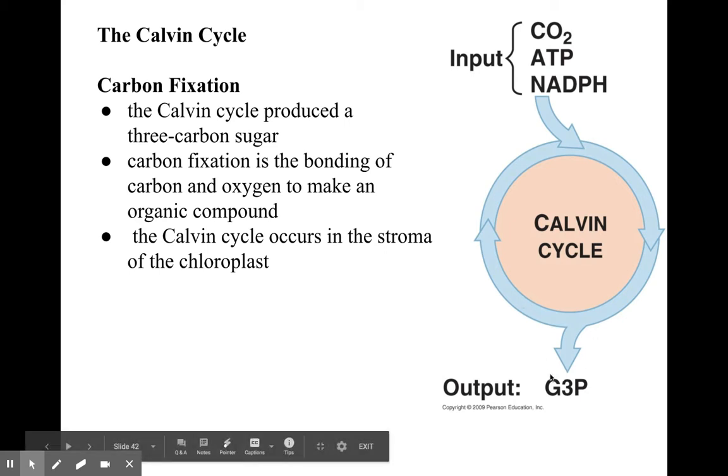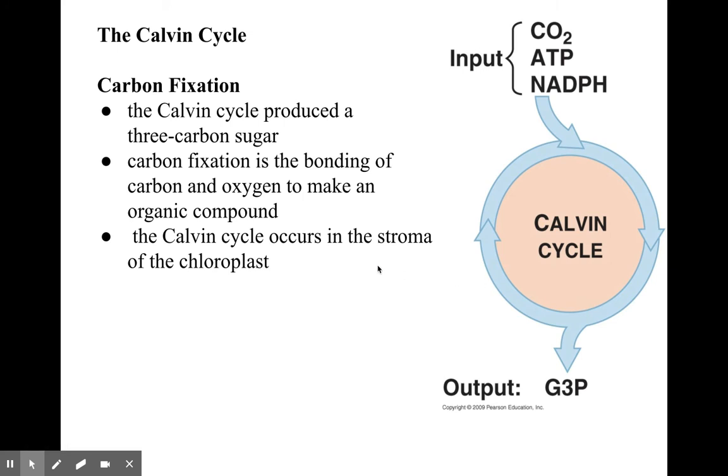Now, the actual final product that comes out of the Calvin cycle is G3P. That is just a 3-carbon sugar. So remember, glucose is C6, has 6 carbons, but this is just 3 carbons. A bunch of these G3Ps will then come together to be made into other sugars or carbohydrates or even amino acids. They actually can make a lot of stuff.